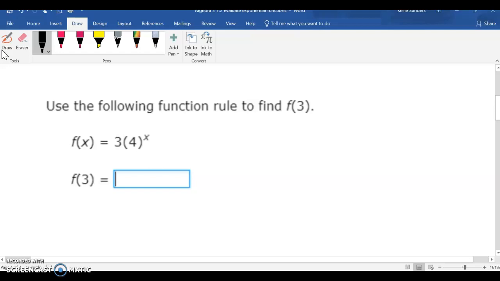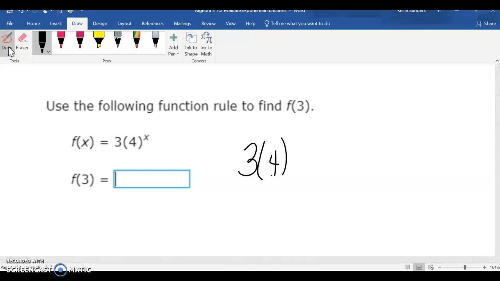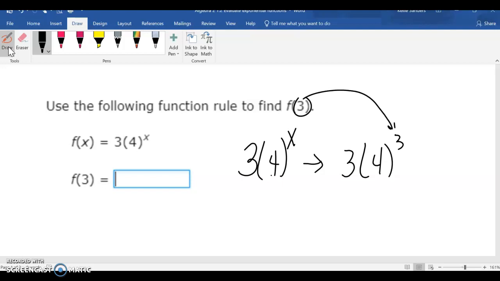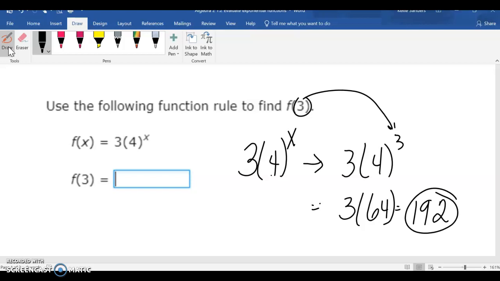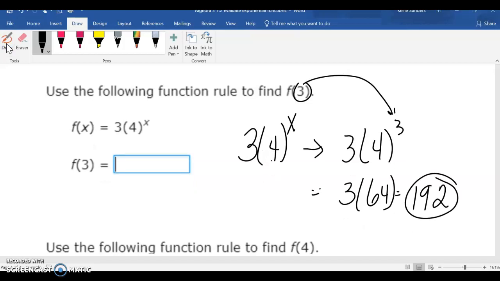So basically everywhere there's an x, you're going to put the number that's inside the parentheses. So we have 3 to the 4 to the x, and that goes 3 to the 4 to the 3, because that 3 goes right there. 4 to the third is 64, times 3 is 12, 18, 192. Or you can just put it in the calculator.